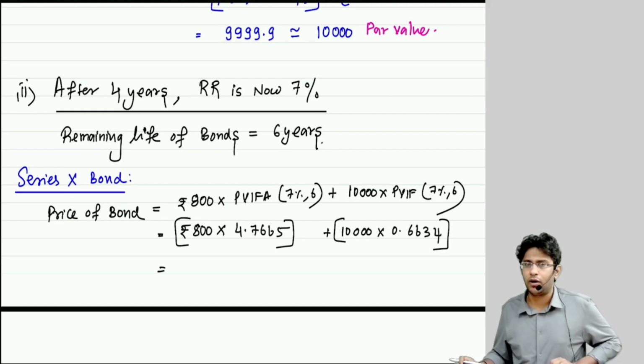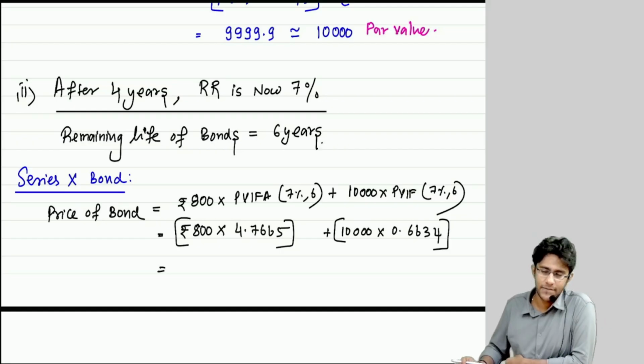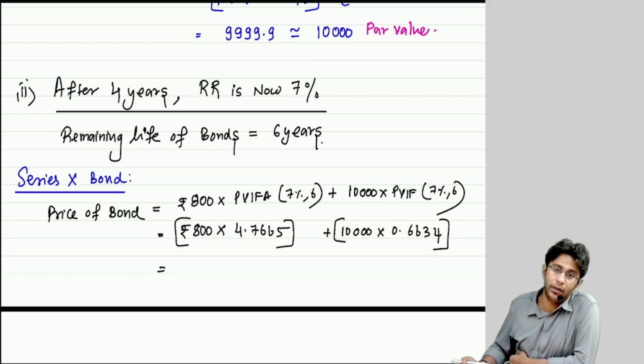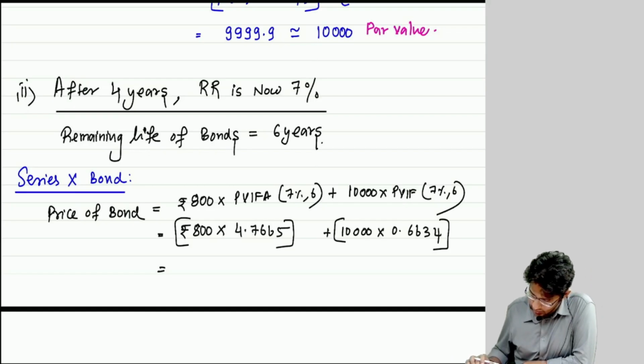Tell me, sir, will the bond be trading at par, premium or discount? Don't solve and tell. Without solving, tell. Will the bond be trading at par, premium or discount? What's the coupon rate? 8. Required return? 7. So the coupon rate is more than your required return. The bond will be trading at a premium to the par value.